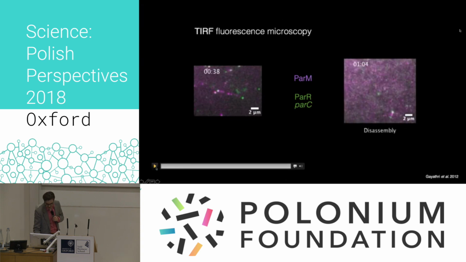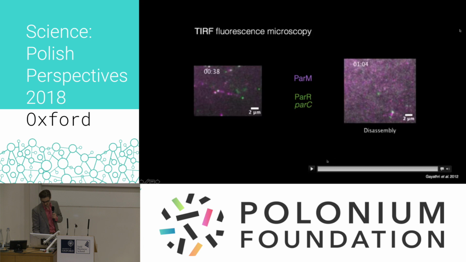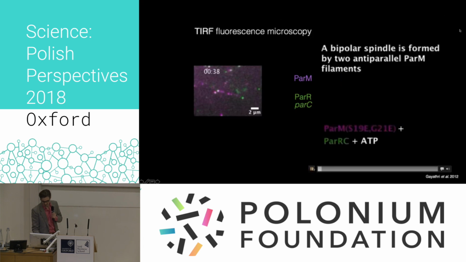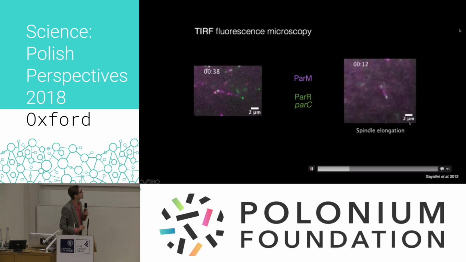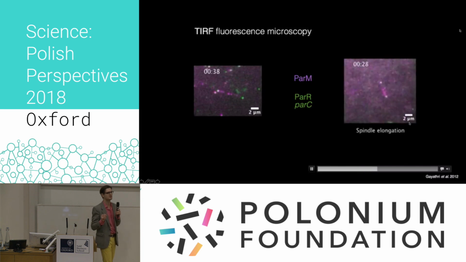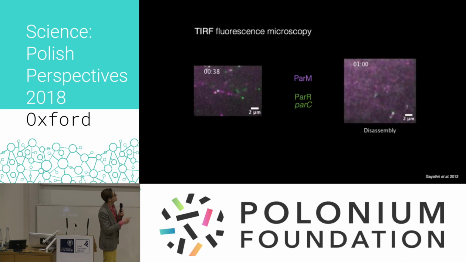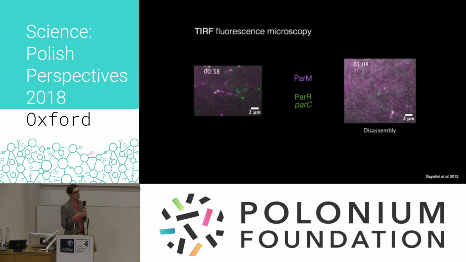And you can see that on the film on the left, which I'm going to play again, you have the filament, which is in violet, and it's pushing two pieces of DNA apart, which are green. And we can also see that these, what we call spindles, so they're like segregation spindles, like the mitotic spindles inside eukaryotic cells, are composed of two separate filaments. And if the filaments dissociate, the whole thing disassembles.